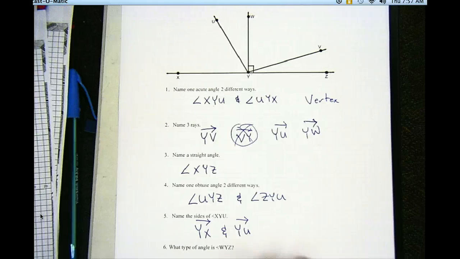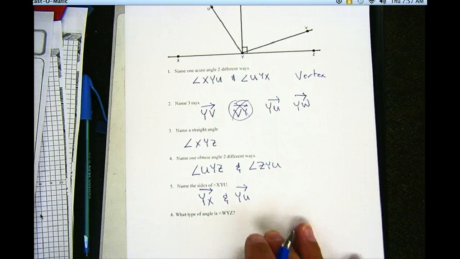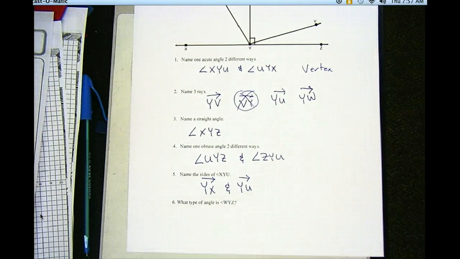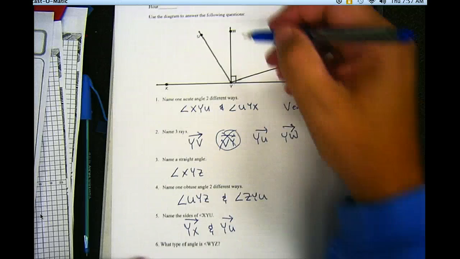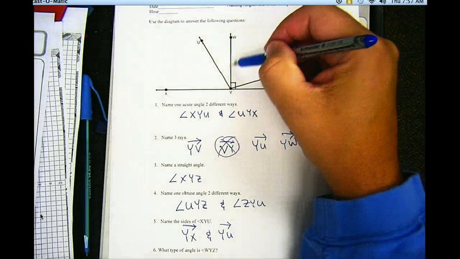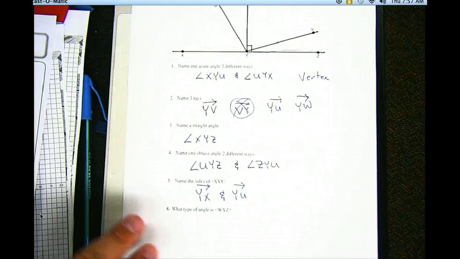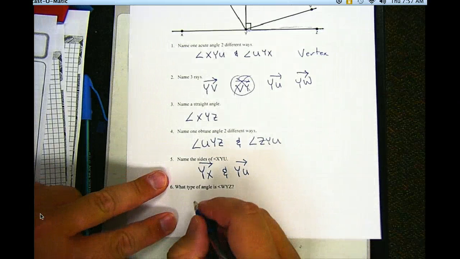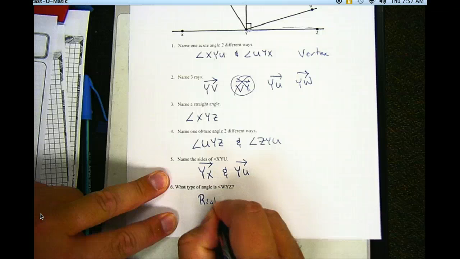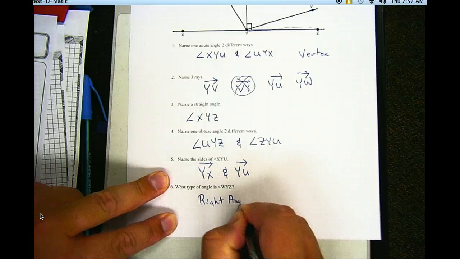I'll zoom out a little bit here so we get to this last problem on this page. What type of angle is WYX? Well, WYX is this angle here. They're asking for a classification of that angle, and that's just going to be a right angle. So for that problem, we'll put down a right angle.